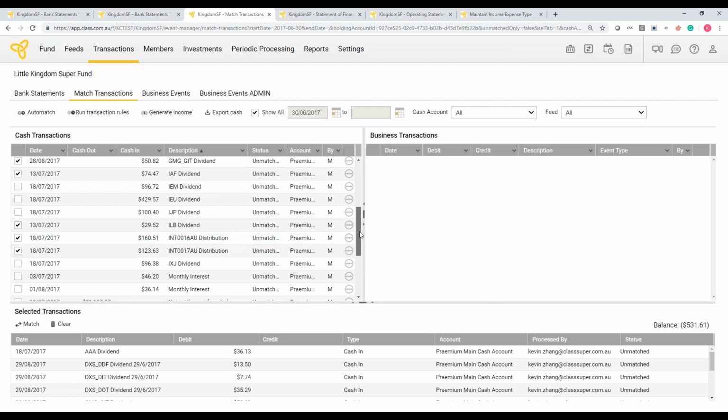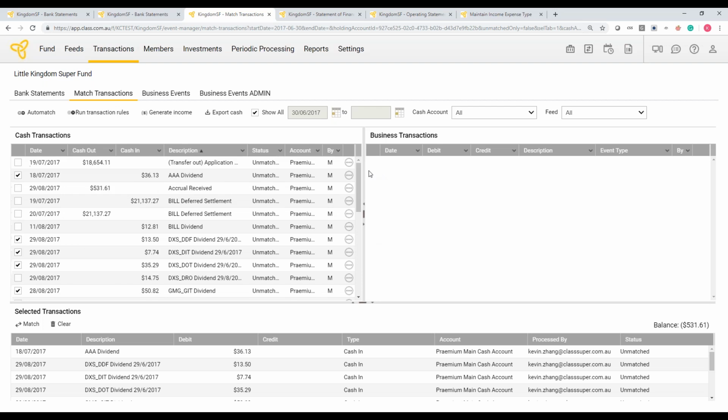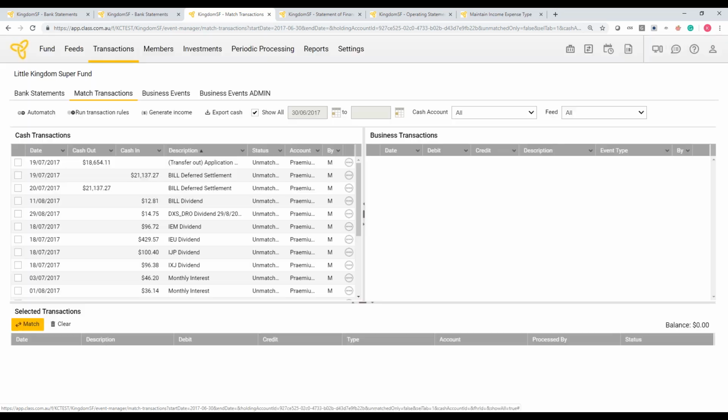And where's my 531? That's that one. So that's the accrued income, and it matched perfectly. Match that. So this is recognizing the cash has been received in the main cash account, and the accrual that you did last year, you basically write it off.